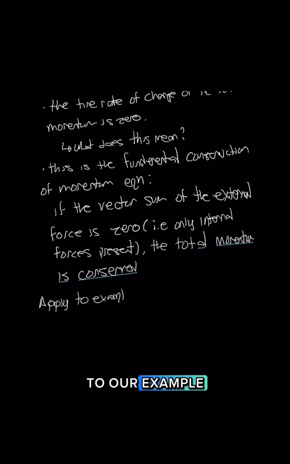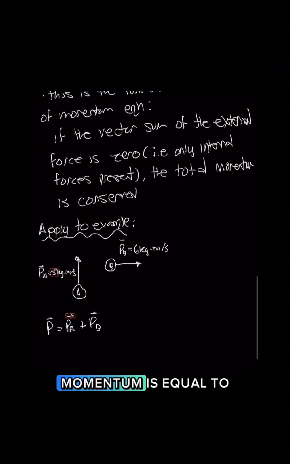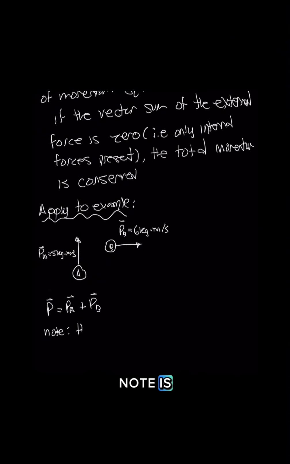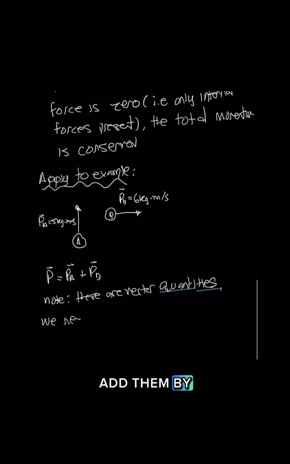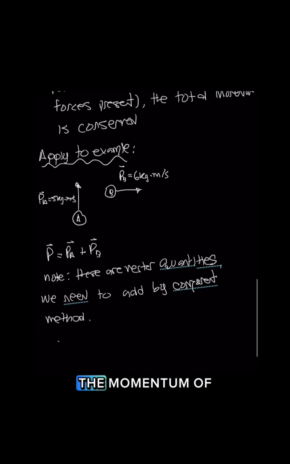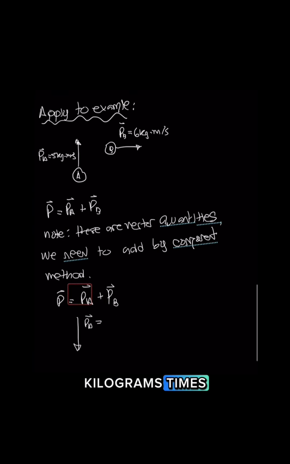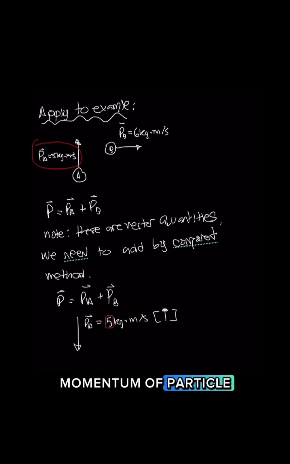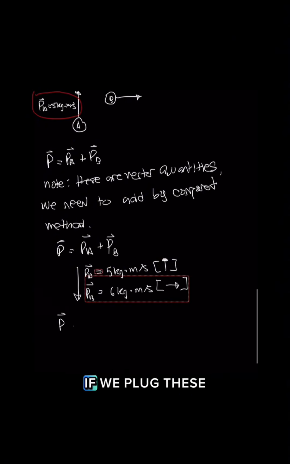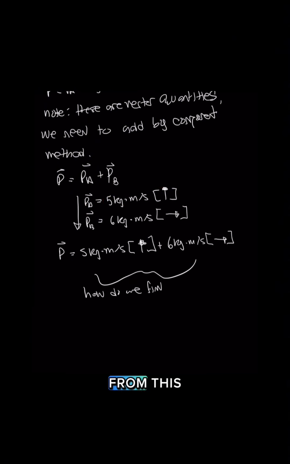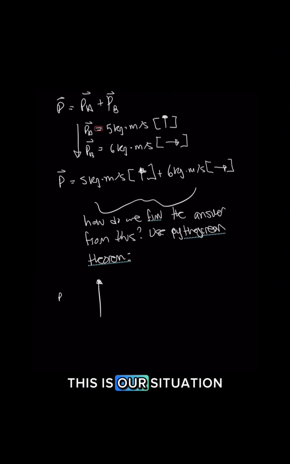So we can apply this to our example. This is our example here, and we know that the total momentum is equal to the summation. The first thing to note is that these are vector quantities, so we need to add them by the component method. We can identify that the momentum of particle A is 5 kilograms times meters per second up, and then the momentum of particle B is 6 kilograms times meters per second to the right. If we plug these two values in, how do we find the answer from this? We can use the Pythagorean theorem. This is our situation here.